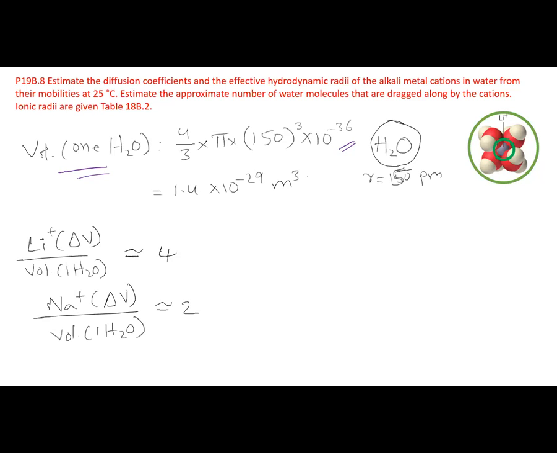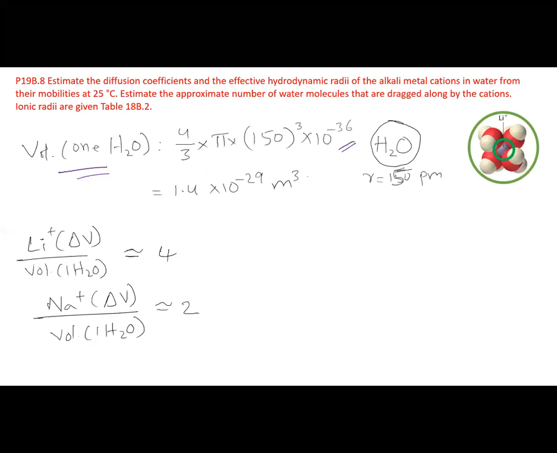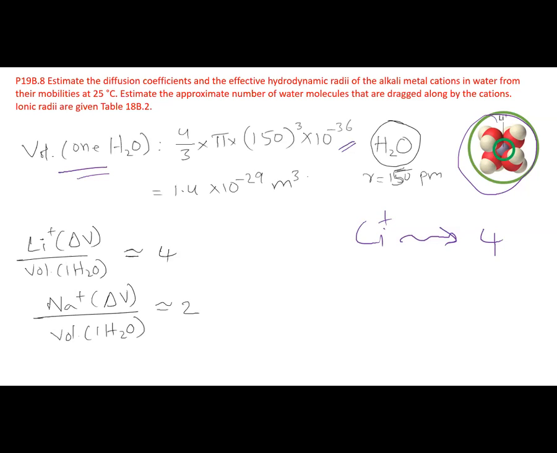If I divide the volume of water that I got from the previous calculation, the delta V for lithium, by the volume of one water molecule, I get approximately 4 molecules of water. Which means each lithium ion is surrounded by 4 water molecules. So when the lithium ion moves in the solution, it also drags 4 water molecules along with it. Whereas for sodium, it only drags 2 molecules.